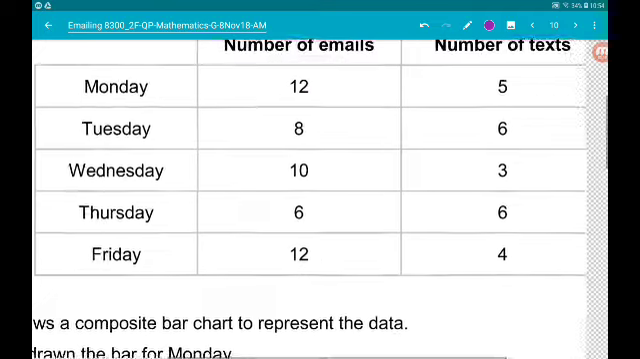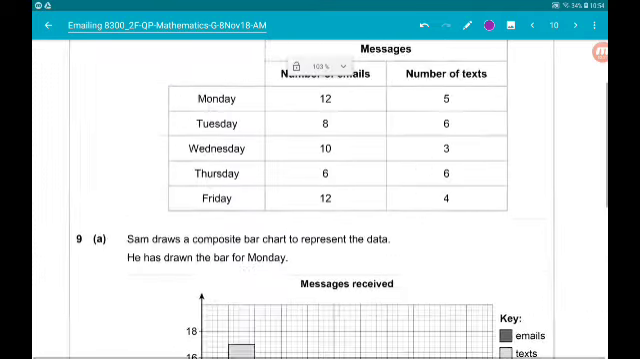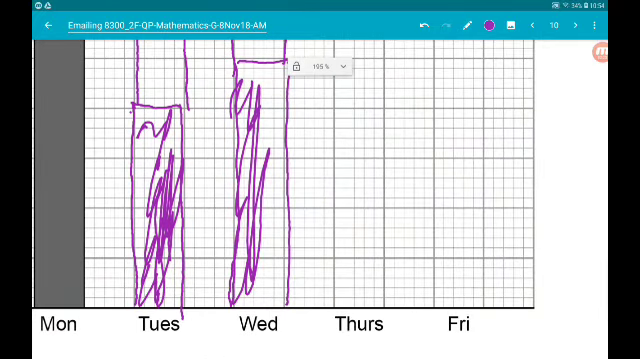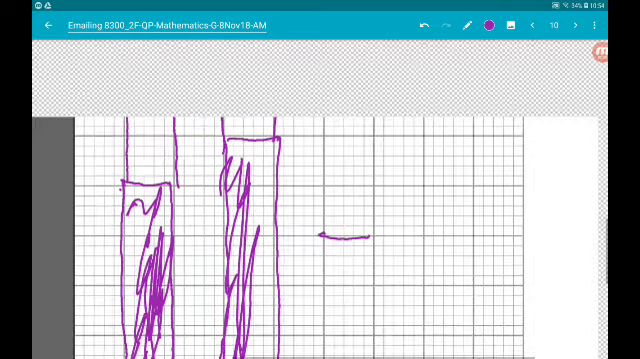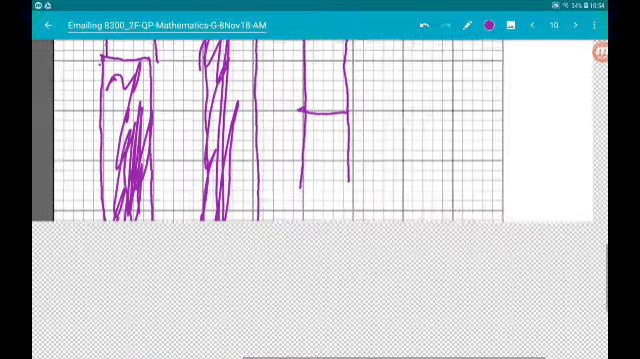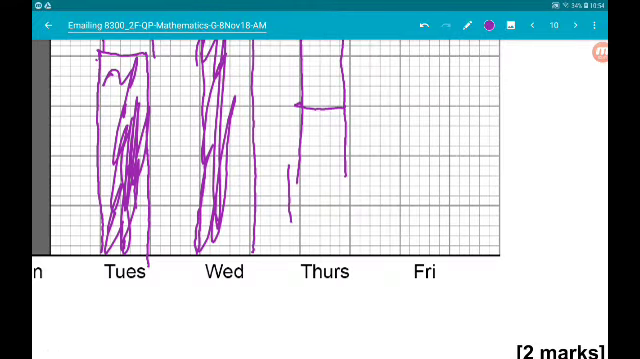He's had 6 emails and 6 texts. So 6. So there. It's 12 altogether. It's gonna be there. Colour the bottom bit in.